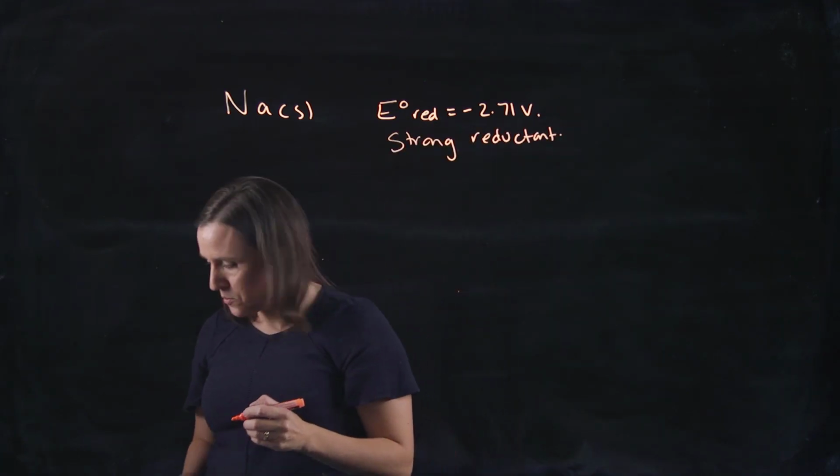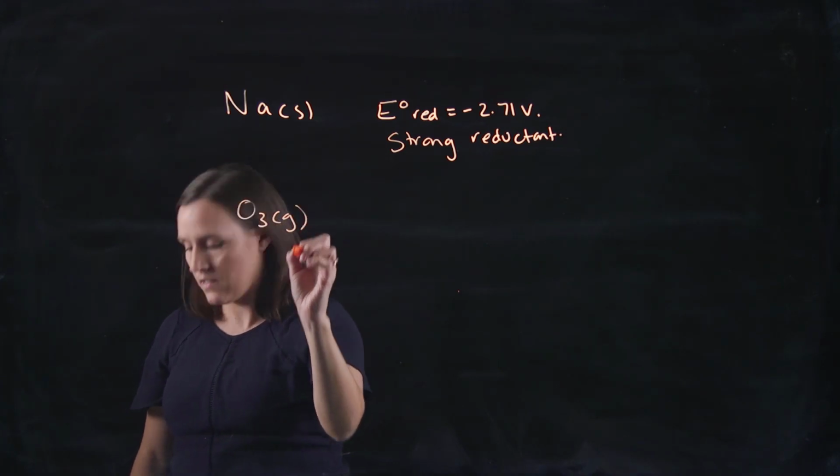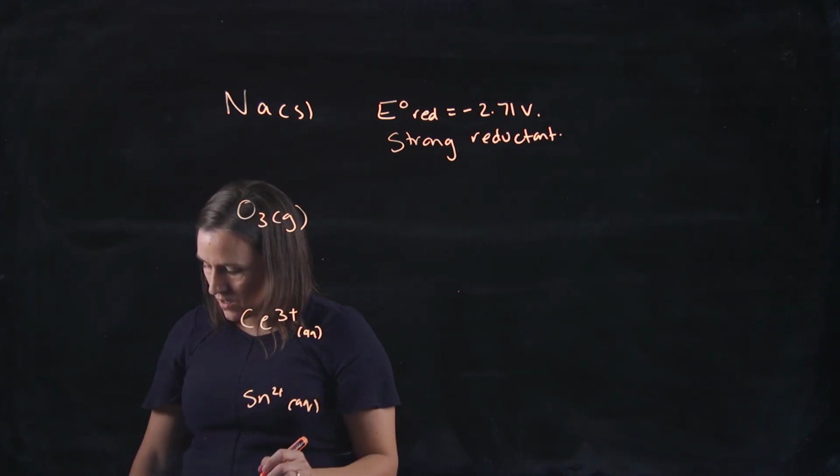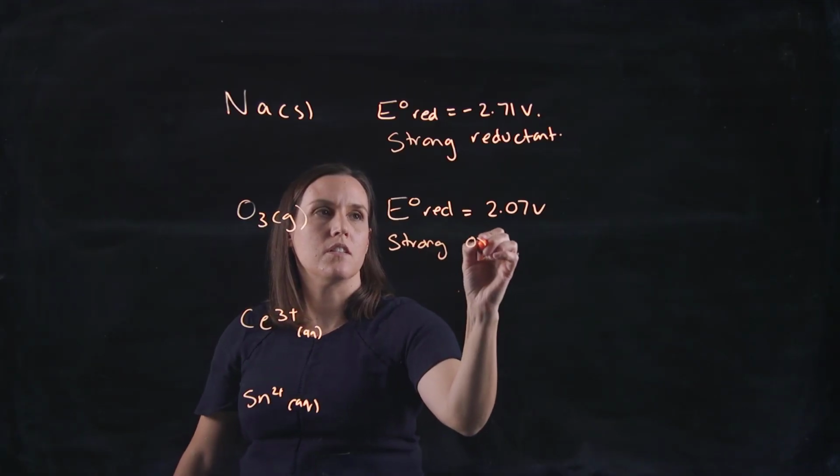Our next example is O3 gas. Looking for O3 gas, we can see it's a strong oxidant because it's on the left, and the E naught of the reduction equals 2.07 volts. So it's a strong oxidant.